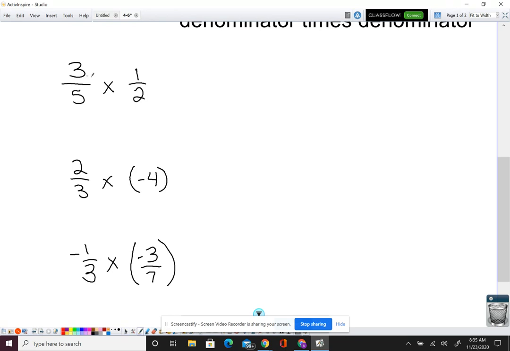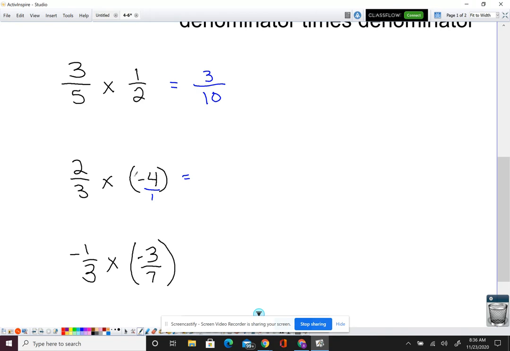And we're just going to take numerator times numerator. So 3 times 1 is 3. 5 times 2 is 10. And then we reduce that down if we can. So we get 3/10. This one, because it's a whole number, I'm going to put it over 1 just so that I can save the place of the denominator.